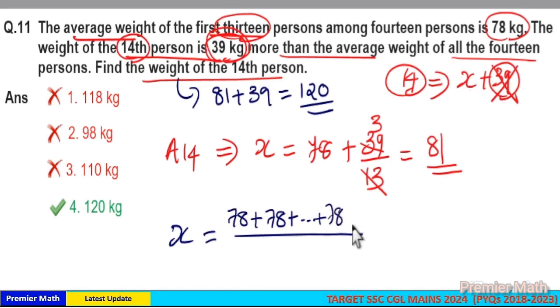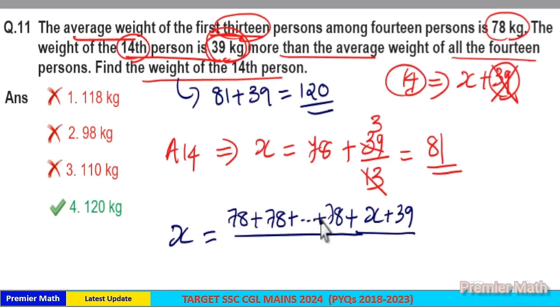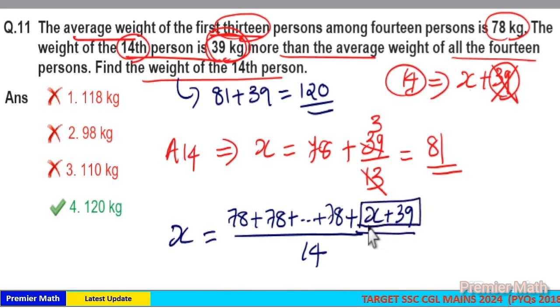But the 14th person is 39 greater than X. Now this is the sum of 14 people divided by the total number of people, which is 14. Average means equal distribution. That is, each of these values should reach the value X. This 14th person has already reached the value X, but here the extra is 39.